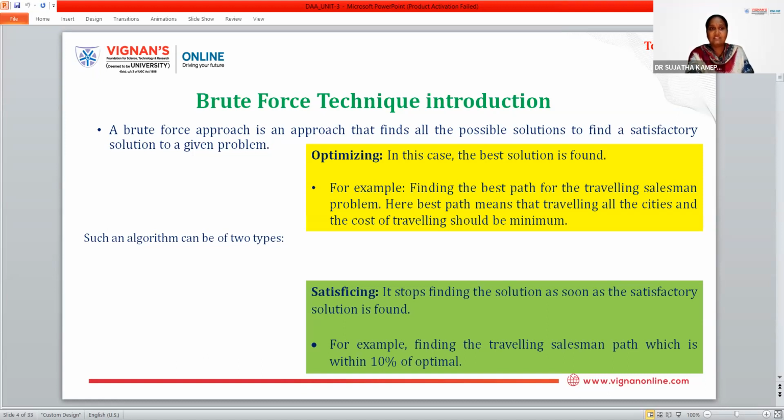Satisfying solution. It stops finding the solution as soon as the satisfactory solution is found. For example, traveling salesperson path, which is within 10% of the optimal. Even with the 10% of optimal, if we find any solution, that is to be called as satisfactory solution. Some algorithms are designed for finding the best solution, that is the optimal solution, which are to be called as optimizing algorithms. Some algorithms can find a satisfactory solutions. Those algorithms are to be called as satisfying algorithms.